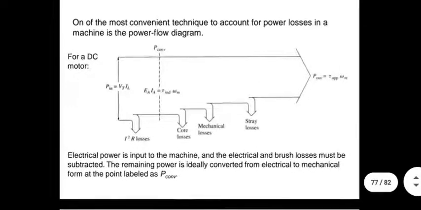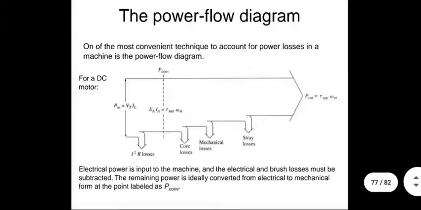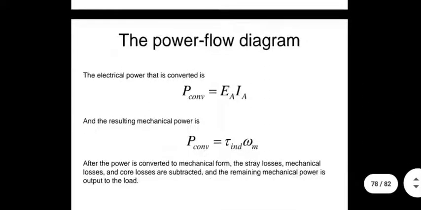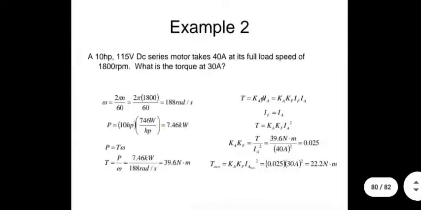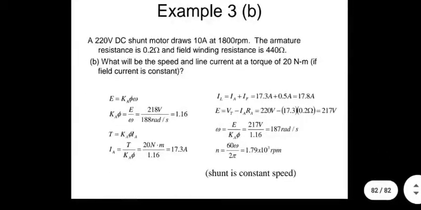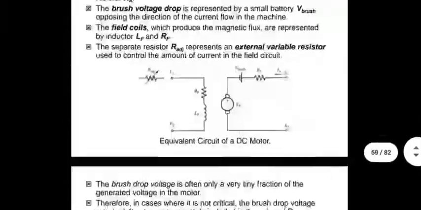Power flow diagram. Here they are showing a motor. So the input power is electrical and output power is mechanical. I'll come to all that in my own notes as well. I'm not going to discuss these solved examples right now because we are currently going to focus more on generators.